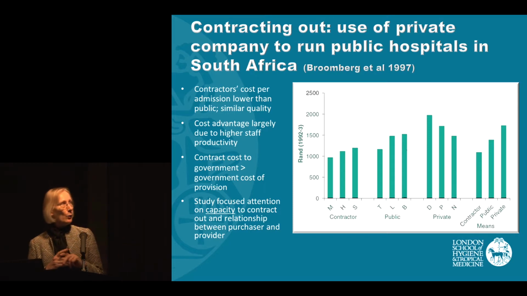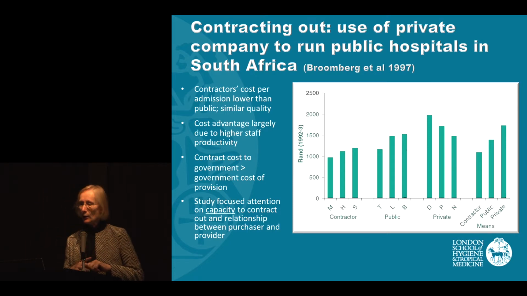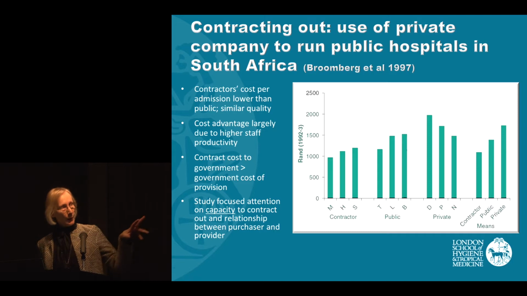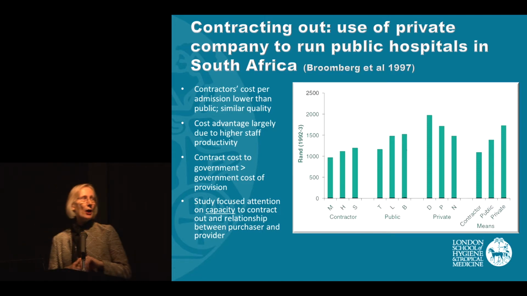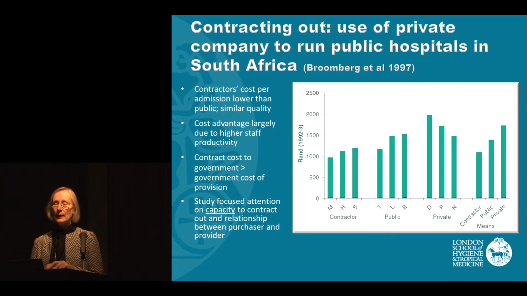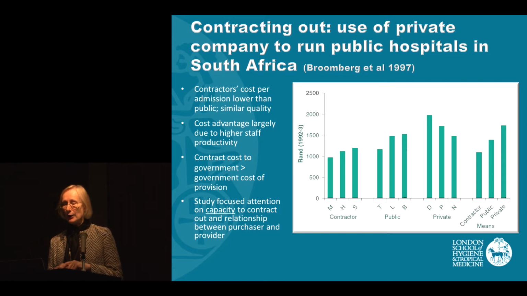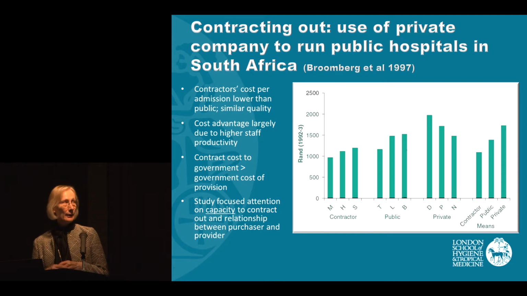So what we found was that the cost per admission in the contractor hospitals was lower than that of the public hospitals. These are obviously very small samples, but you can see the first 3 sets of bars there show the cost per admission in the 3 contractor hospitals and the 3 public hospitals. And to stress, these were local rural hospitals serving very similar sorts of populations. This cost advantage was largely due to higher staff productivity, that the staff management arrangements put in place by the contractor on the whole were more supportive and had better benefits like staff training than did the public sector.